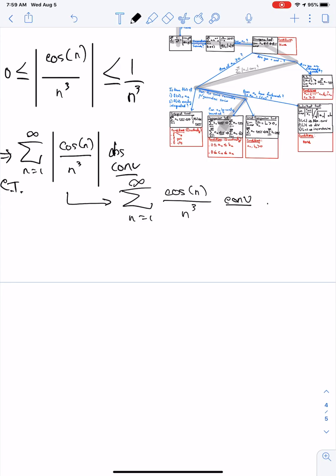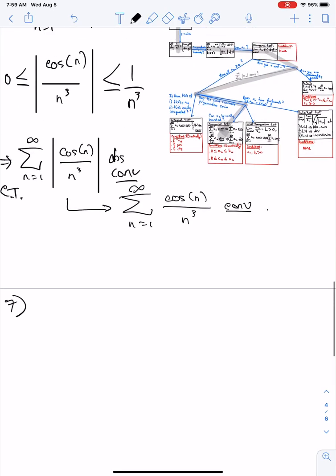Okay, so for this one, we want to use a standard comparison test, right? Because this can be easily bounded by 1 over n cubed. If it's kind of tough to find the bound for this, then you might want to do the limit comparison test. But luckily for us, it can be easily bounded by 1 over n cubed. So we're going to stick to the usual comparison test.